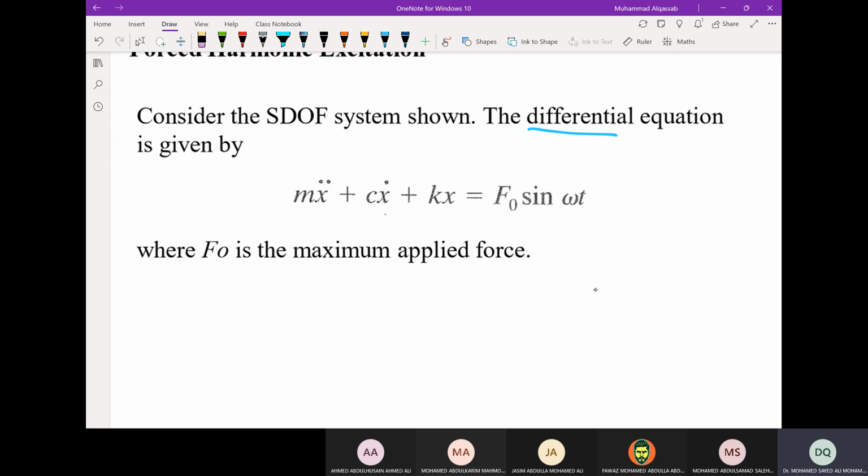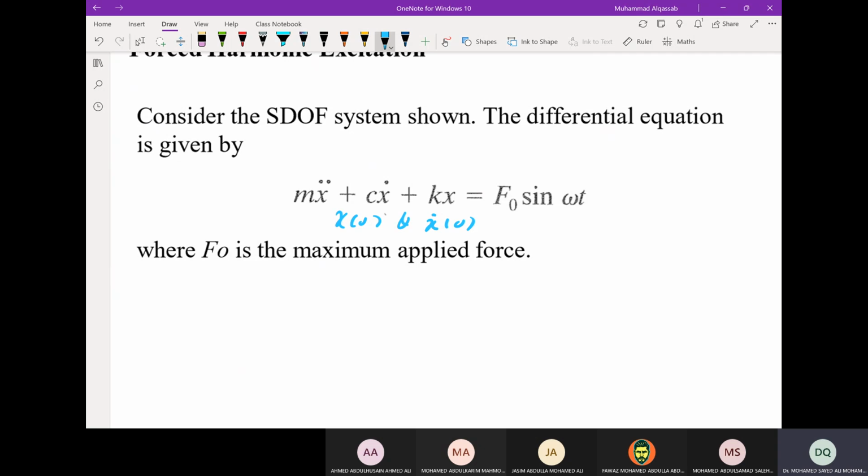Homogeneous, yeah. So this is a second order ordinary differential equation, but non-homogeneous. In free vibration, it is homogeneous. And of course, initial conditions are required as well. You know, x at 0 and x dot at 0 should be given. That makes a complete system to solve differential equations.